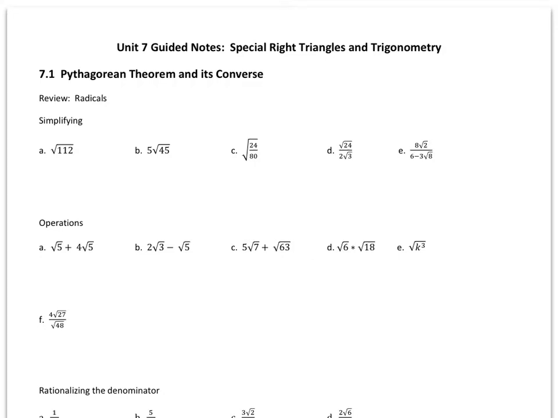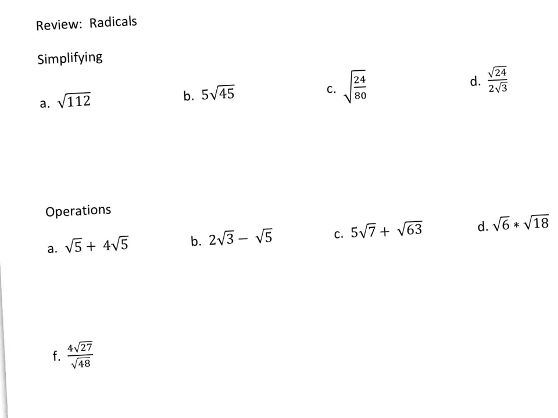Lesson 7.1. We're going to do some review to start, and I'm going to go a little bit out of order, and hopefully you'll understand why when we get to the actual problems. And I'm going to break these up into small lessons as well. So, our first part is going to focus on simplifying radicals.